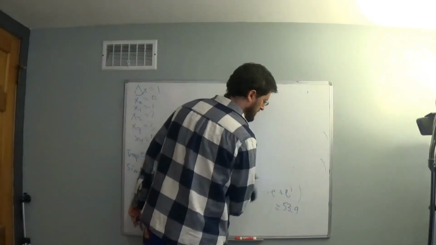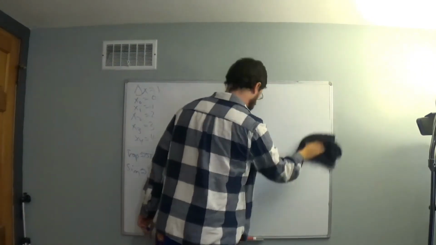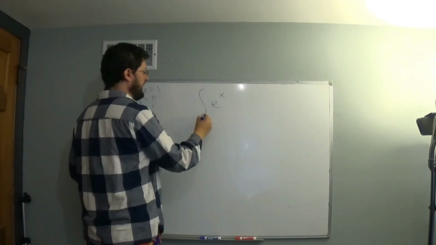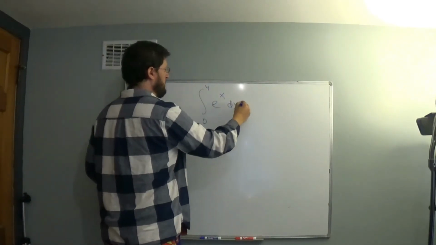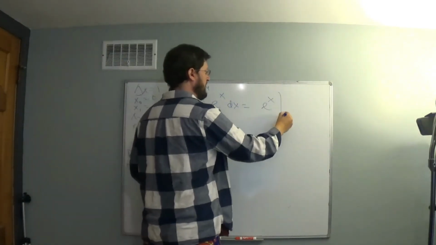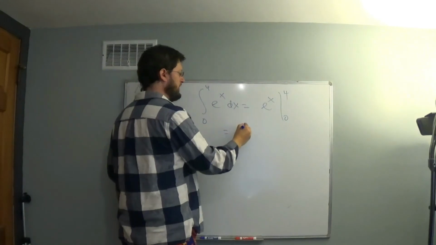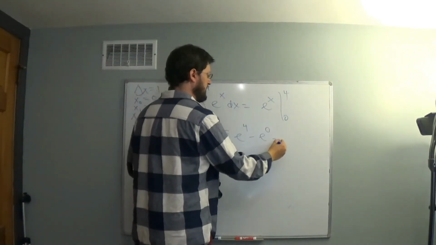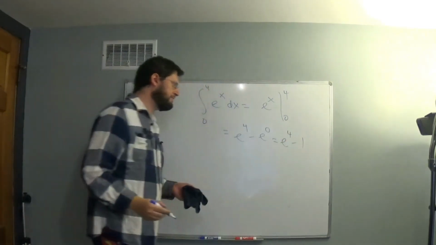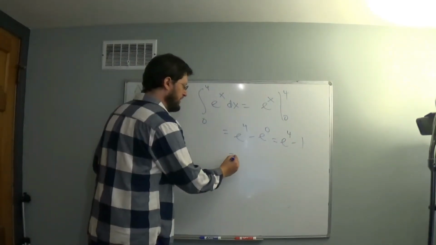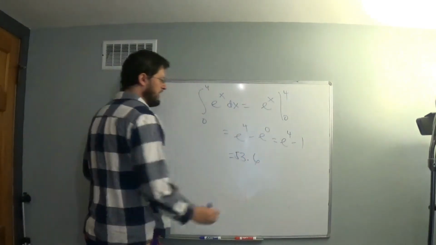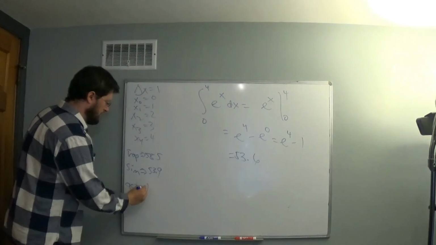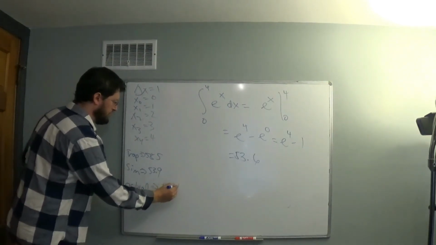The integral of e to the x from 0 to 4: we get e to the x evaluated from 0 to 4, which is e to the 4 minus e to the 0, which is e to the 4 minus 1, which, if you put it into a calculator, you'll find to be 53.6, rounded to 1 decimal place. So the actual is 53.6.